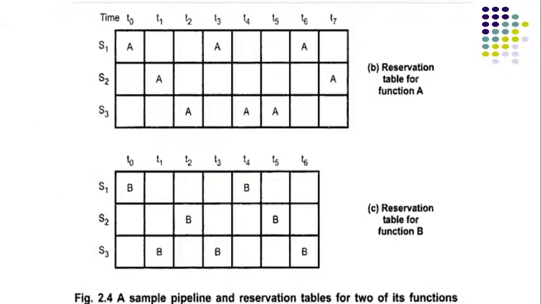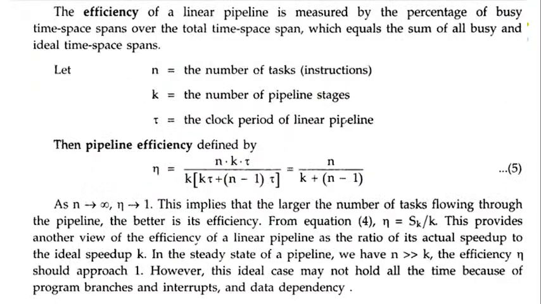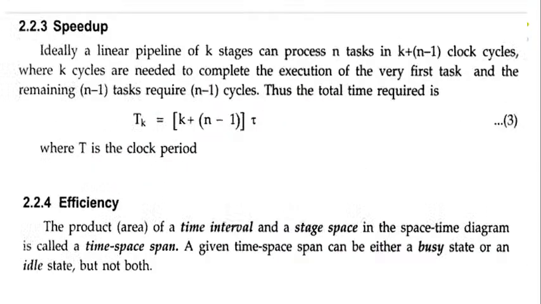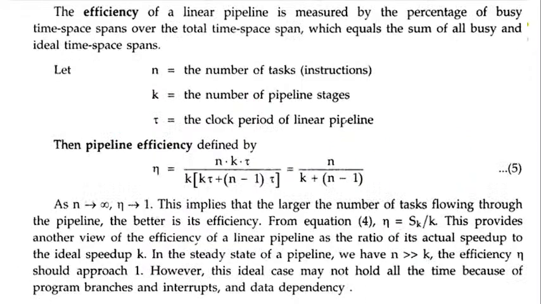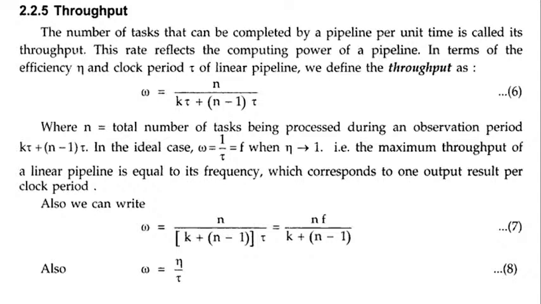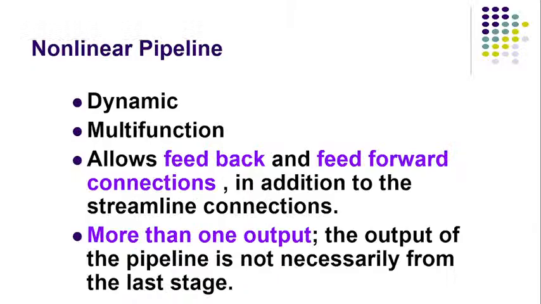Speedup and efficiency calculation. This is for the speedup: Tk is equal to k plus n minus 1 into tau. Efficiency is n divided by k plus n minus 1. Throughput is n divided by tau. Not n, it is eta, efficiency divided by tau. Okay, so this is all about the linear pipeline.